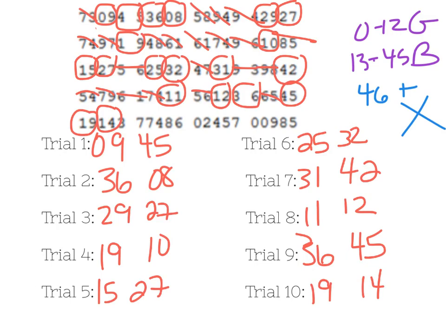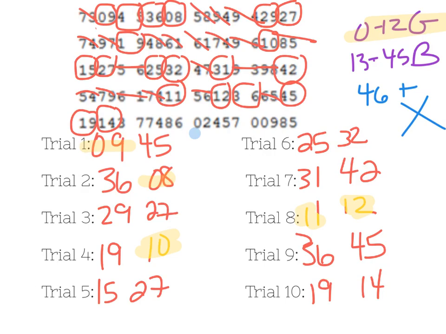Okay, so now the question is they wanted to know what the probability is of getting 2 girls. So 9 is a girl, 45 is a boy, 36 is a boy, 8 is a girl, 29 is a boy, 27 is a boy, 19 is a boy, 10 is a girl, 15 is a boy, 27 is a boy, 25 is a boy, 32 is a boy, 31 is a boy, 42 is a boy, 11 and 12 are girls, 36 is a boy, 45 is a boy, 19 is a boy, 14 is a boy.